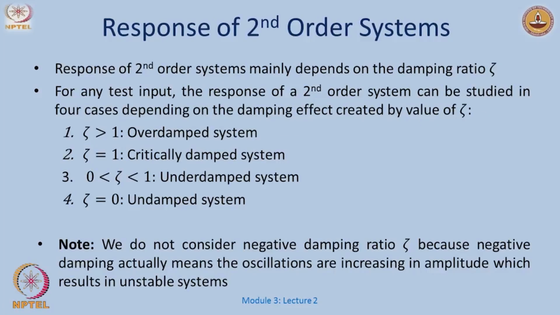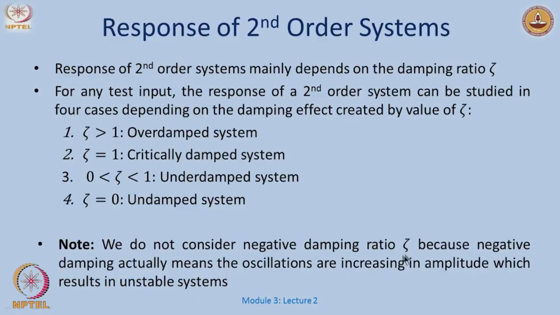So, the response essentially depends on the damping ratio zeta. Some classifications before we understand them physically: when zeta is greater than 1, I call my system overdamped. Zeta equal to 1, it is critically damped. Zeta between 0 and 1, underdamped. Zeta equal to 0, undamped systems. You might have encountered these words somewhere earlier in some of the courses. If not, do not worry, we will try to define all those things.